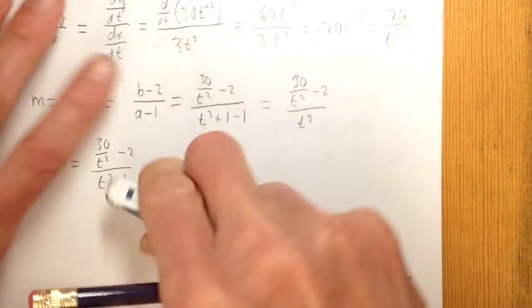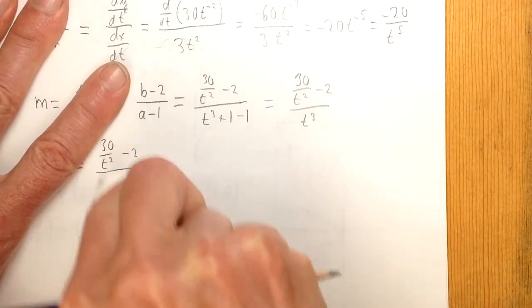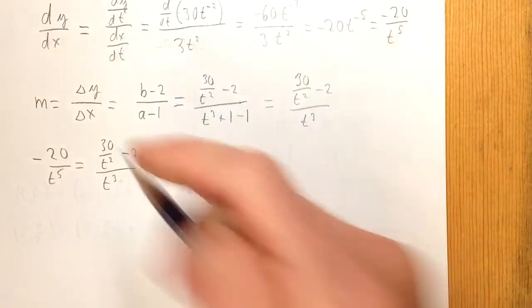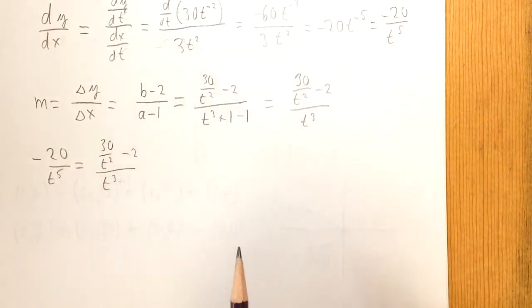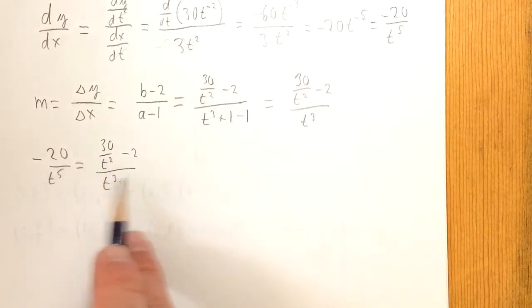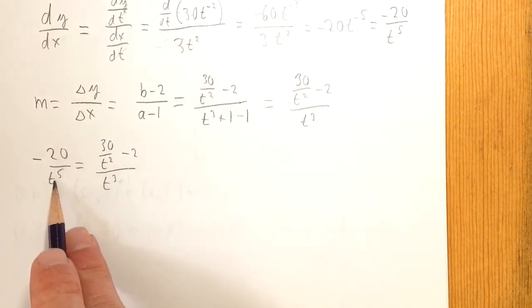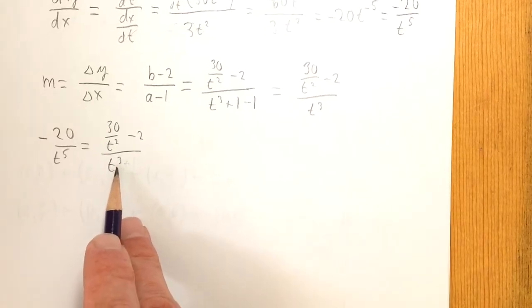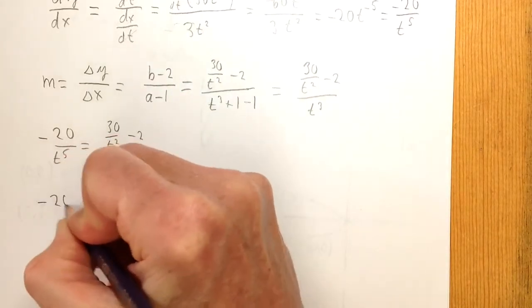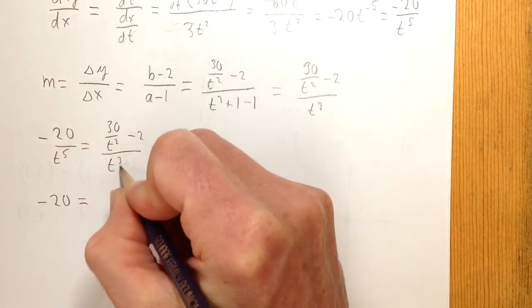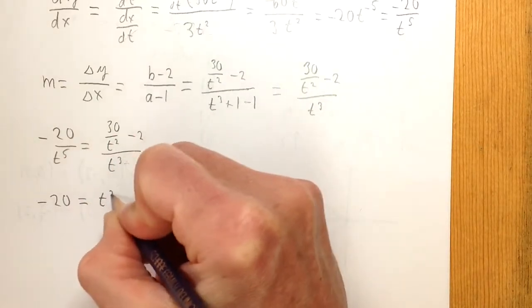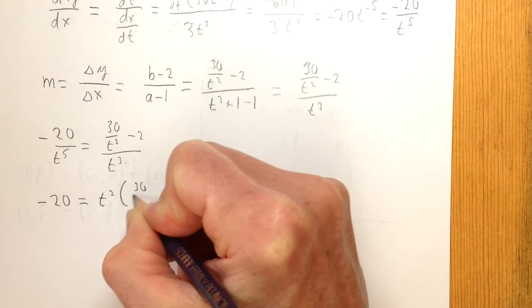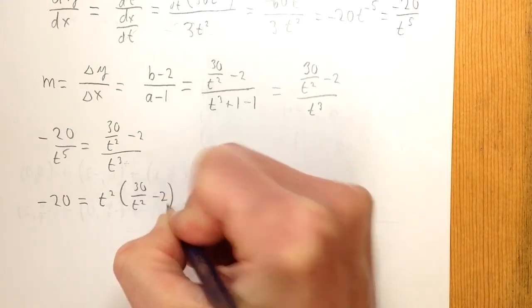Boy, I need you guys here to catch my mistakes. I'm glad I caught that one. That would have really messed me up. Okay, we're divided by t cubed now. Let's multiply this whole thing by t to the 5th. This t to the 5th goes away. That gives us a t squared here because that cancels out 3 of them. So we have negative 20 on this side equals, we have t squared left times 30 over t squared minus 2.